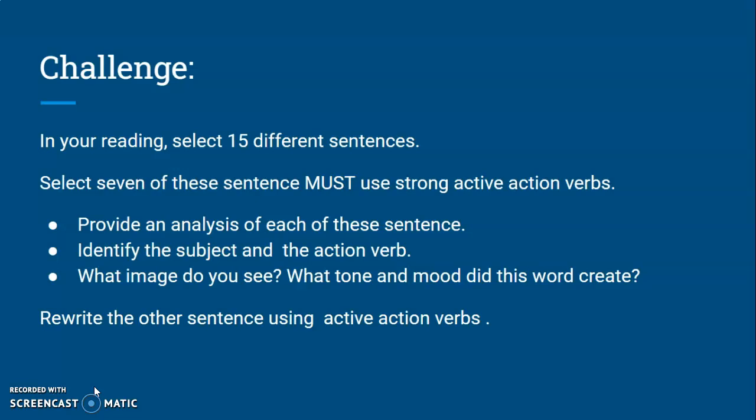And then the additional 8 sentences you are going to rewrite, okay? And you're going to rewrite these sentences using active action verbs.